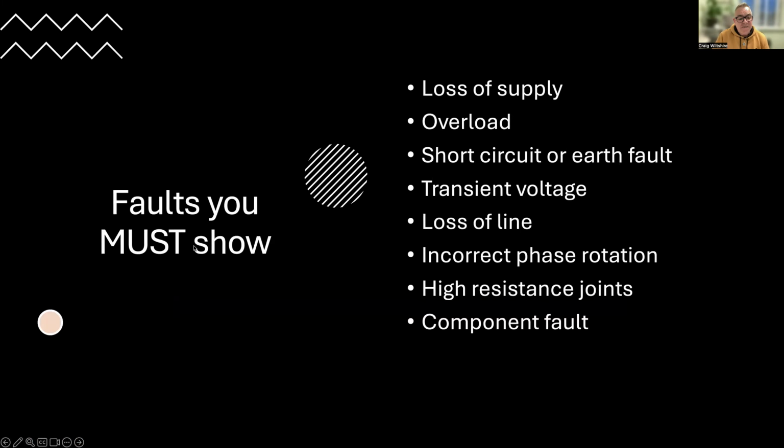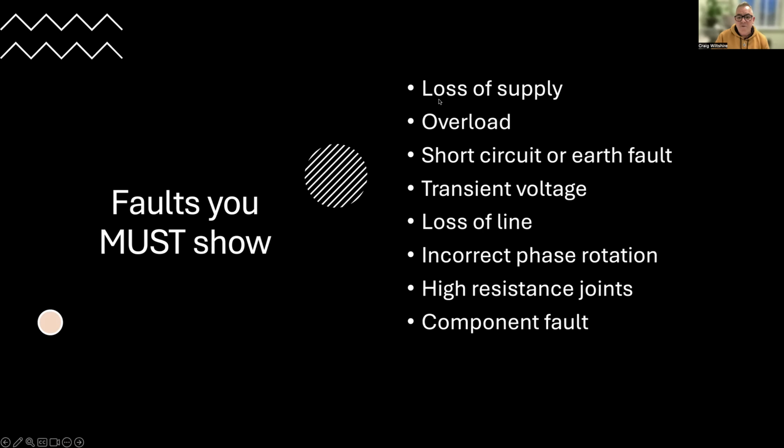Faults you must show. Essential criteria. There's no way out of it, okay? 2357 and 1605 have a list of criteria we have to hit, and we're going to hit it. And if you don't hit it, you're not getting a qualification. That is the end of the chat, okay?